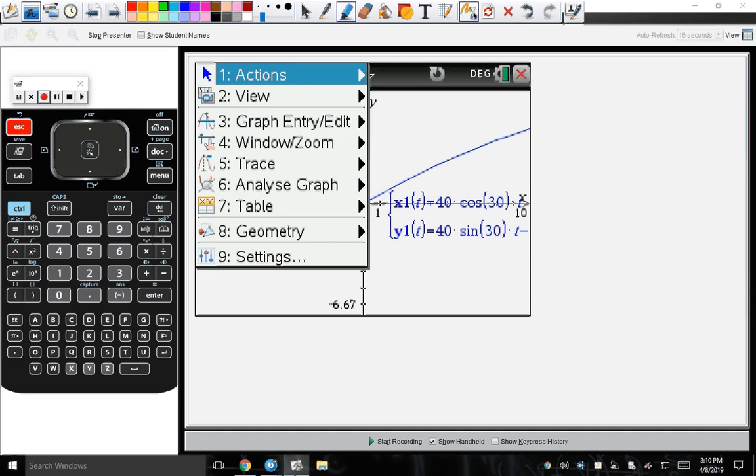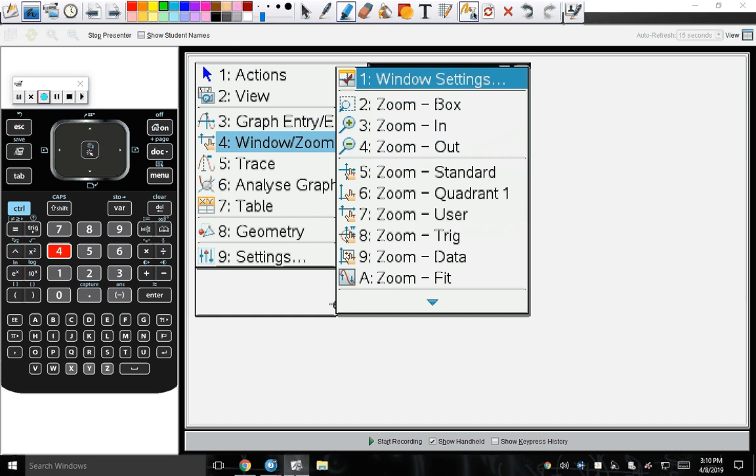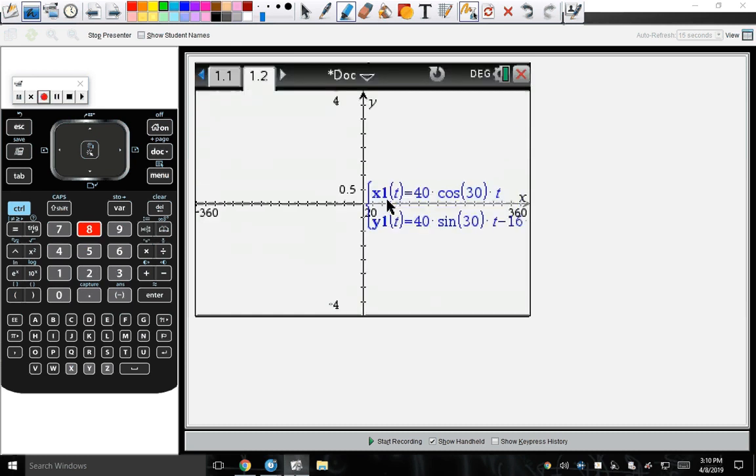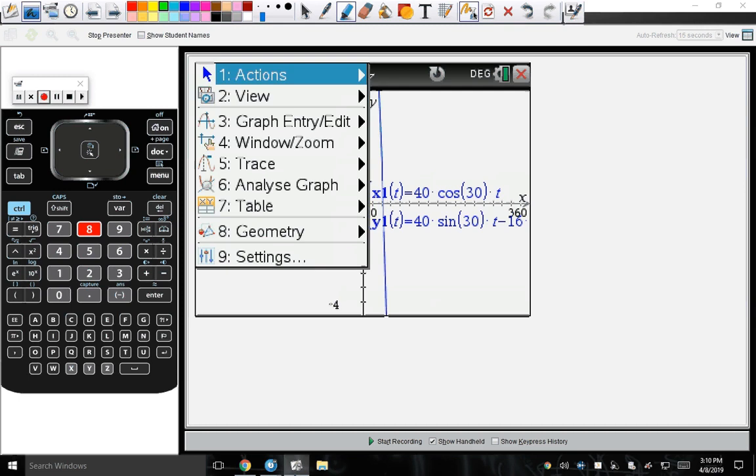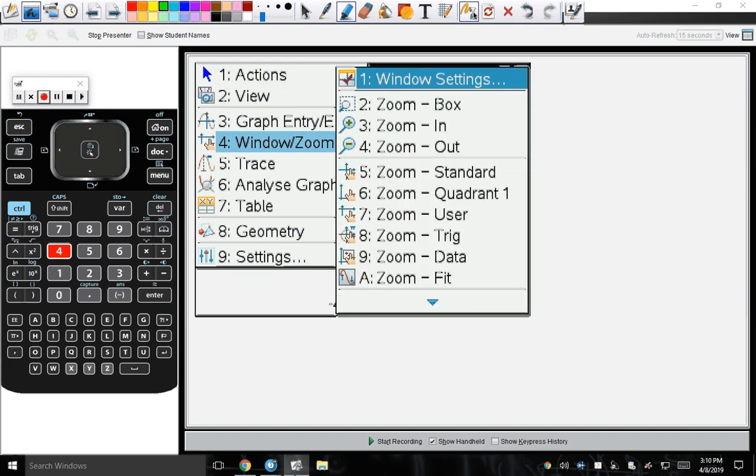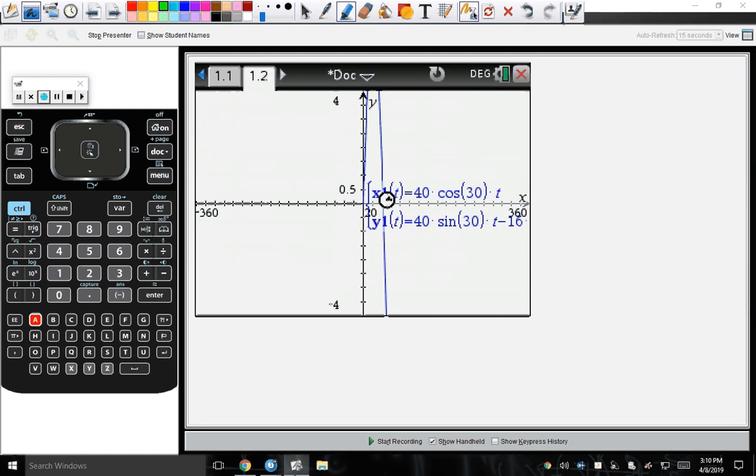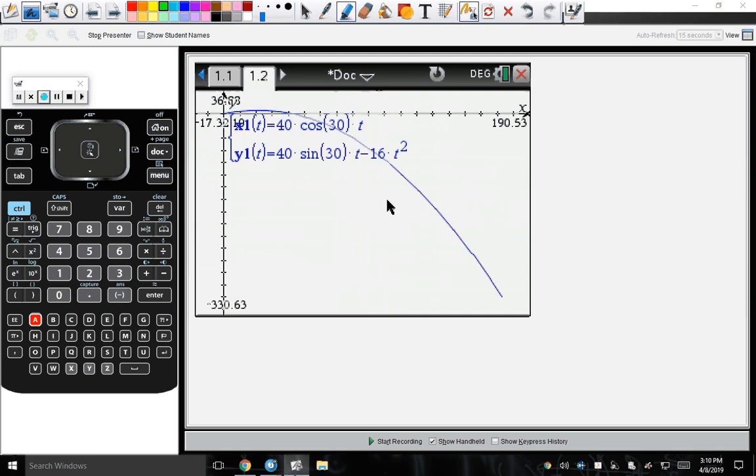Watch. Menu, 4 for window, and you could put 8 for trig, because these are trigonometric functions, if you will, and it shows this, but I don't like the way that looks. My option, probably the best one, is menu, A, for fit. I want to fit that as much on that graph as I can. Now, my goal is to see this kind of right there. I'm trying to show just quadrant 1. So from here I can develop a window that I would want it to show.